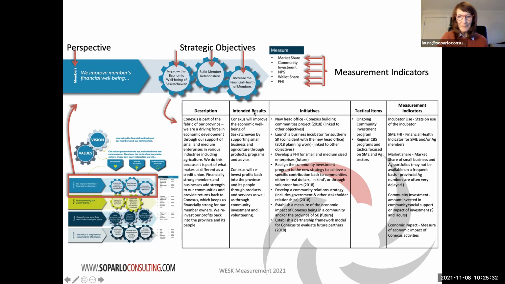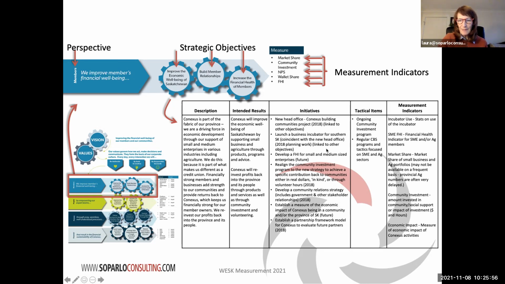Now we're going to describe the intended results. What would that look like if we get there? And this is a great exercise that you can do with the board as well. What does success look like for them? And as the leader, the CEO, then you've got a better sense, this is what they're interested in. Or even for yourself, what does success even look like?